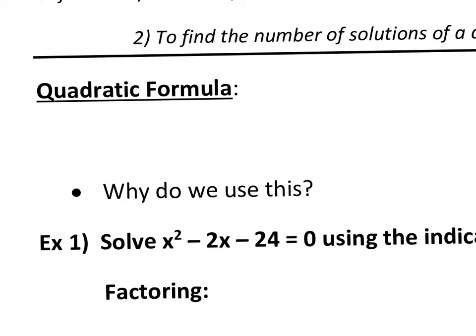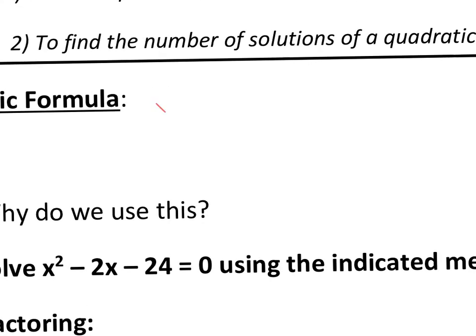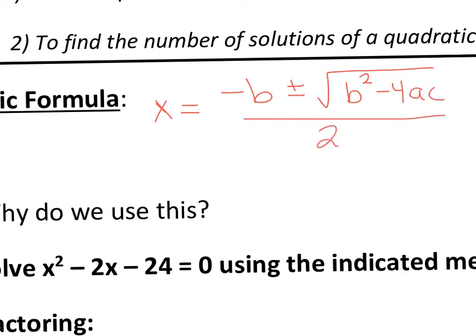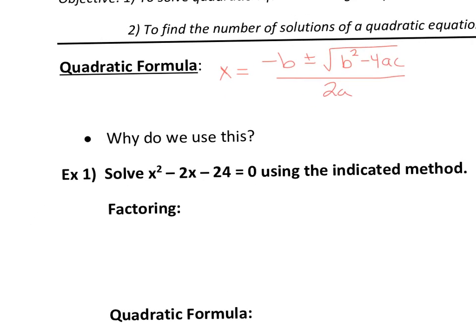All right, so quadratic formula. The quadratic formula is x equals negative b plus or minus the square root of b squared minus 4 times a times c, all over 2a. Now, the question always comes up, if we're looking at this guy right here, we know that we can solve this by factoring. So why would we worry about learning this when we can just solve by factoring?